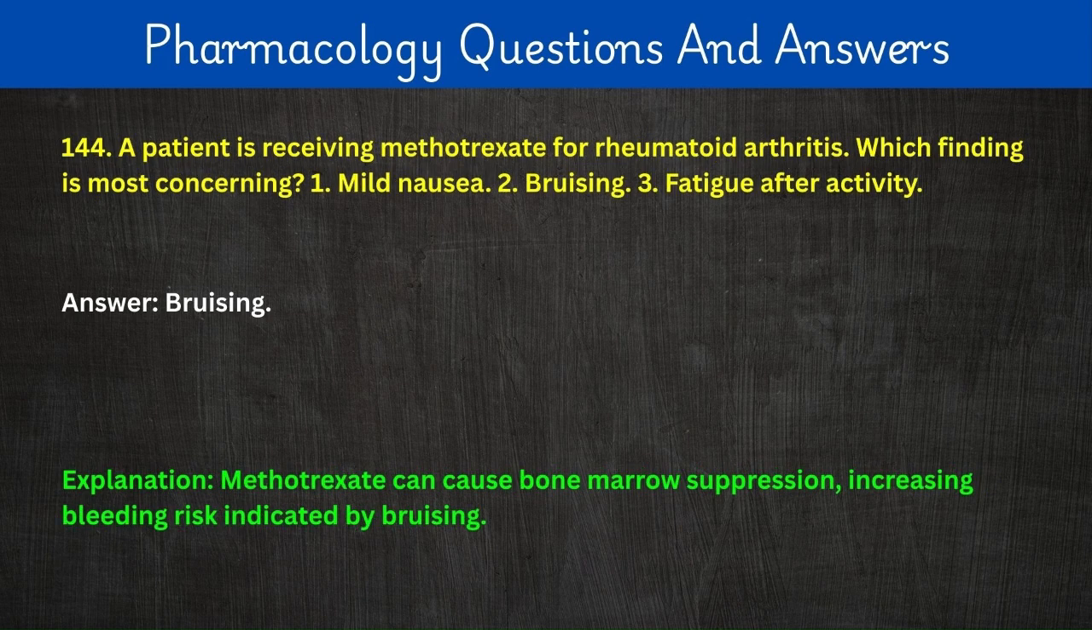144. A patient is receiving methotrexate for rheumatoid arthritis. Which finding is most concerning? 1. Mild nausea. 2. Bruising. 3. Fatigue after activity. Answer: bruising. Explanation: methotrexate can cause bone marrow suppression, increasing bleeding risk indicated by bruising.